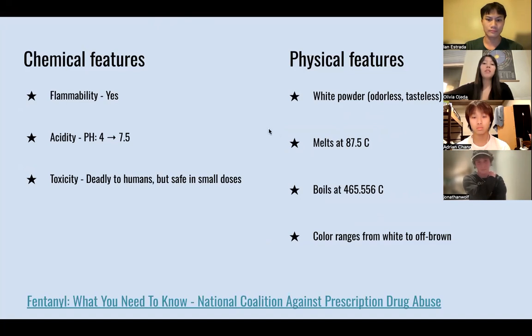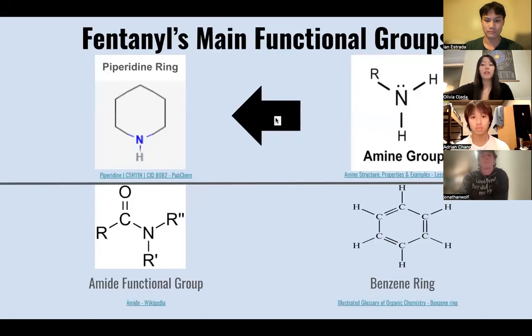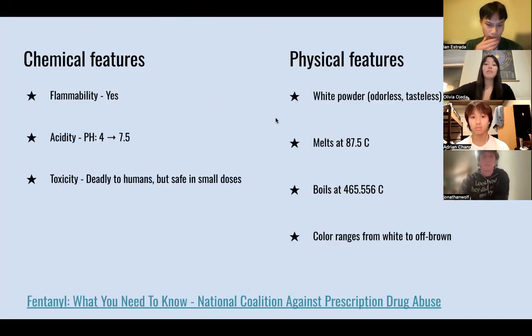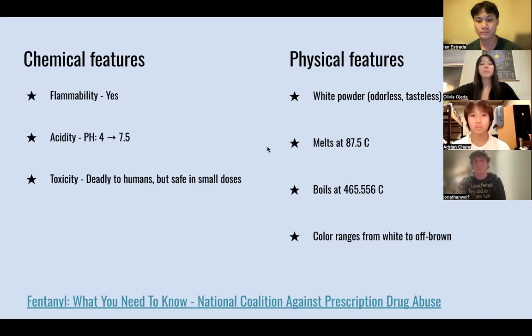Fentanyl is a white, odorless, and tasteless powder, which makes it very hard to identify. Thousands of people every year overdose on fentanyl after accidentally ingesting it thinking they were taking a different drug. Fentanyl's melting point is 87.5 degrees Celsius, and its boiling point is 465.556 degrees Celsius. Fentanyl's coloring ranges from off brown to white, and oftentimes if fentanyl is mixed into another mixture, it will change the coloring to off brown. This makes it easier to identify if fentanyl has been added to a pill or to see if the medication has been tampered with.